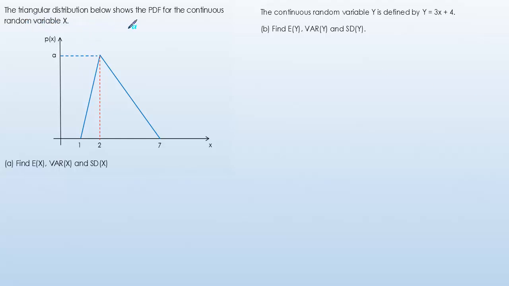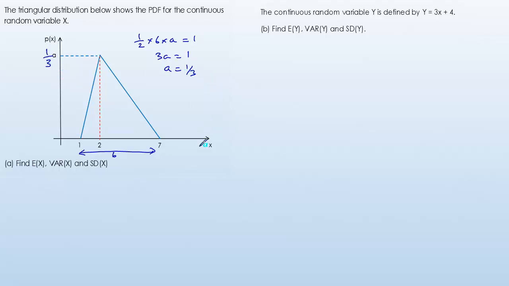The triangular distribution below shows the PDF for the continuous random variable x. We want to find the expectation, variance and standard deviation. We can see the base of the triangle is 6. We know the area has to be 1. So a half times 6 times a is equal to 1. 3a equals 1, so a is 1/3.